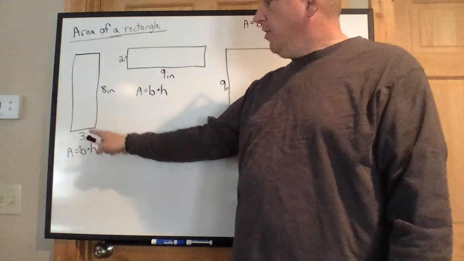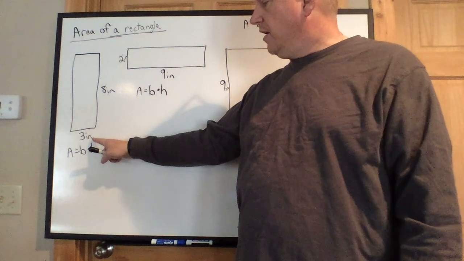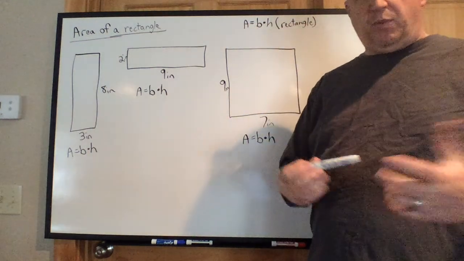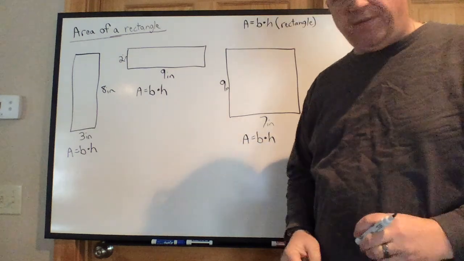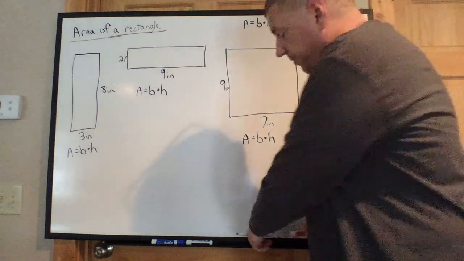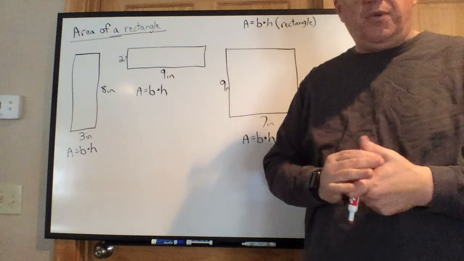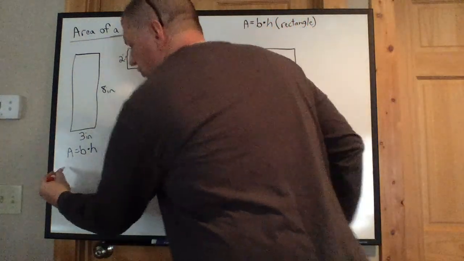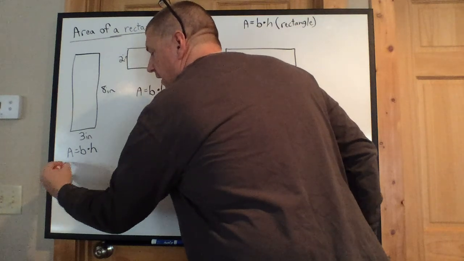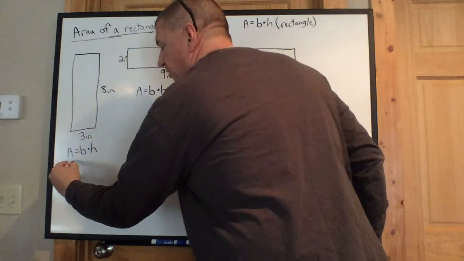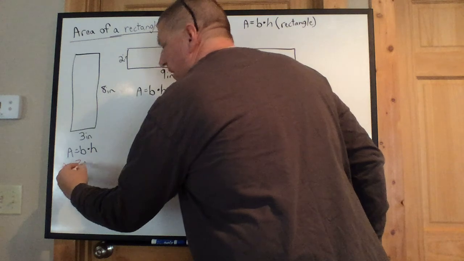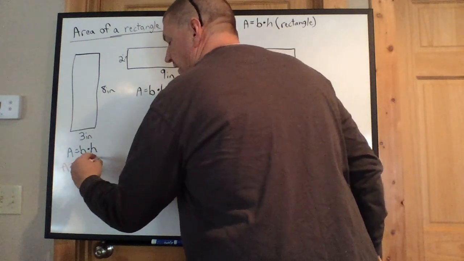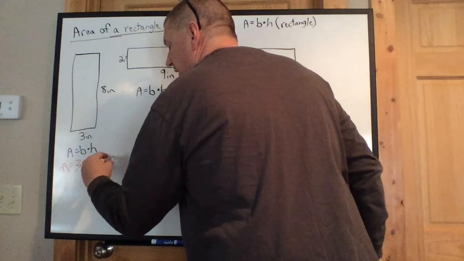This first rectangle is 3 inches across by 8 inches high. Again, not drawn to scale, I'm just putting numbers in here for us to be able to work with. Okay, so in doing so, we use our formula, area equals base times height. So my area is equal to my base, which is 3 inches, multiplied by my height, which is 8 inches. 3 times 8 gives me 24 inches squared.